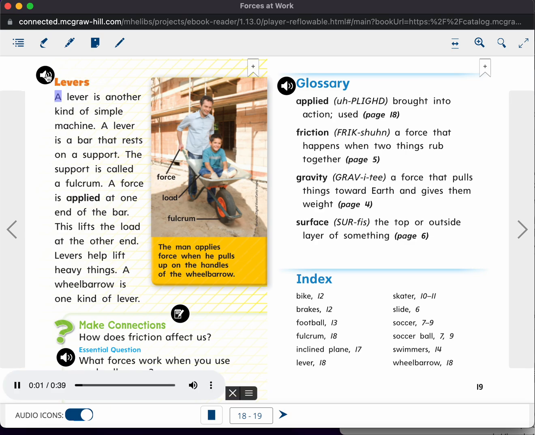Levers. A lever is another kind of simple machine. A lever is a bar that rests on a support. The support is called a fulcrum. A force is applied at one end of the bar. This lifts the load at the other end. Levers help lift heavy things. A wheelbarrow is one kind of lever. Caption: The man applies force when he pulls up on the handles of the wheelbarrow. Picture labels: Force. Load. Fulcrum.